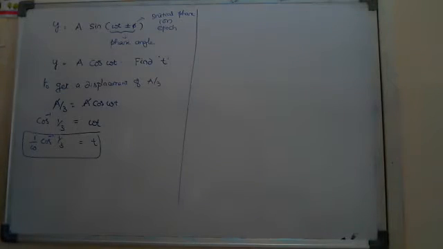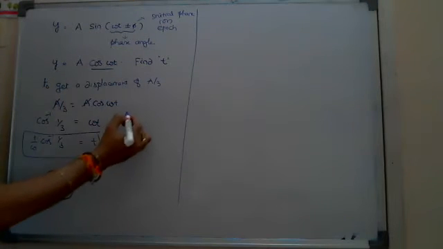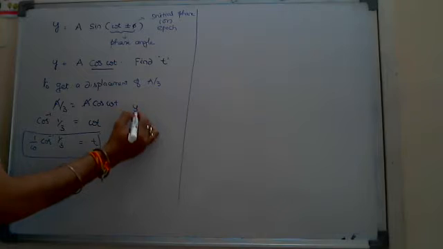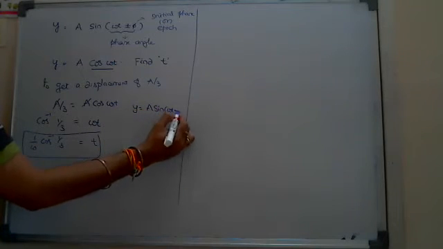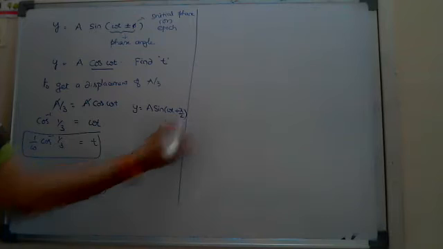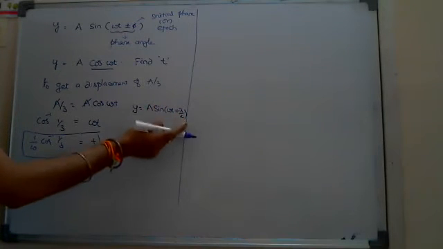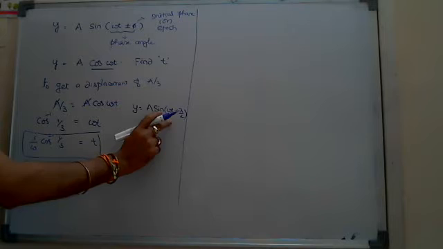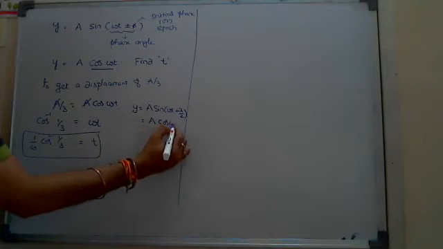If they give the displacement as a function of cos, first of all, you have to remember that y is equal to a sin(omega t plus pi by 2). Sin(omega t plus pi by 2) is nothing but sin(pi by 2 plus omega t), and sin(pi by 2 plus omega t) is nothing but cos omega t.